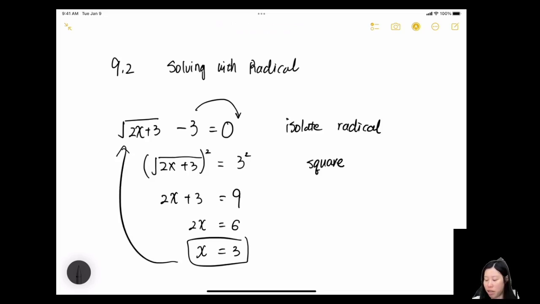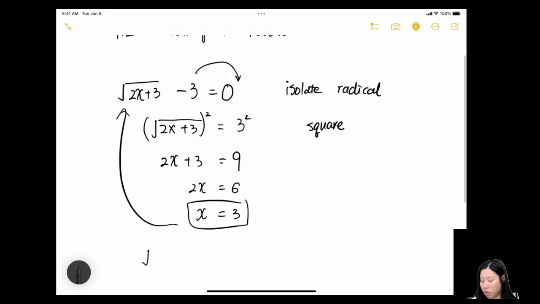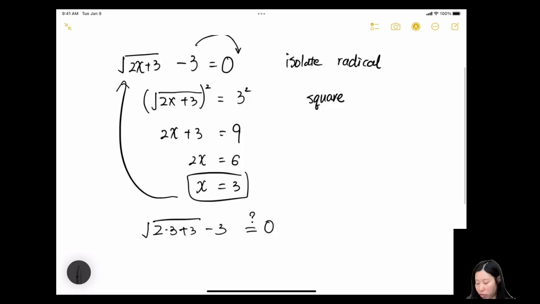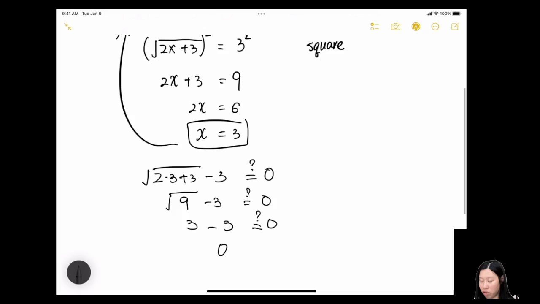You bring it back to the original equation. I have the square root of 2 times 3 plus 3, minus 3. We don't know yet if this equals 0. So I have 6 plus 3, which is 9, minus 3. The square root of 9 equals 3, minus 3. And we know that 3 minus 3 equals 0. So now we can say, hey, these two are equal. So x equals 3 is our solution.